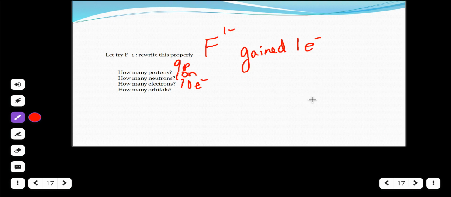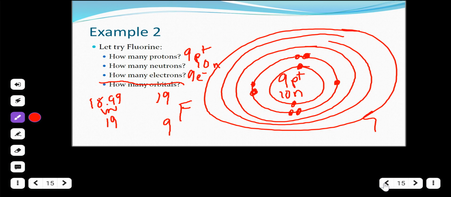So the way that our Bohr model would then be fixed, and for sake of time here, I'm going to go ahead and come back to the original fluorine drawing. What would get changed is 1 extra electron. I'm going to put an X here to indicate that extra electron for fluorine -1. So it has gained 1 extra electron. With 10 electrons and only 9 protons, the total charge is -1.